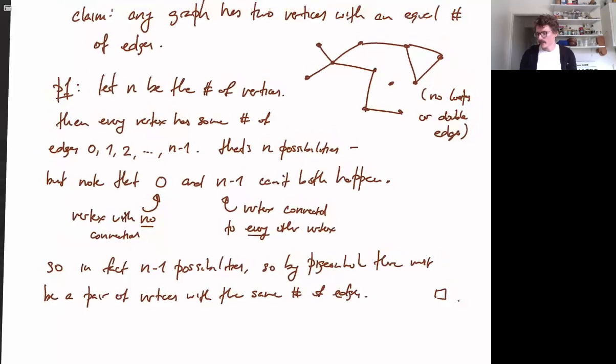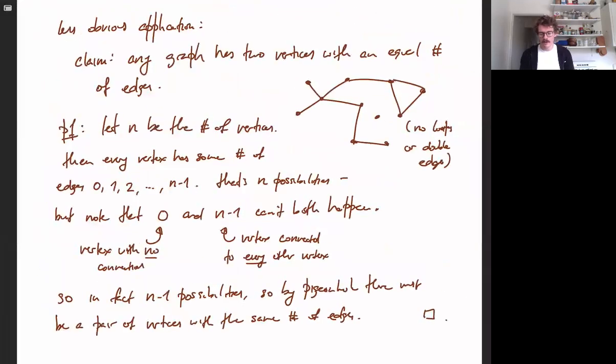So I feel like this is a nice example of, the pigeonhole principle itself is fairly simple, but finding clever ways to apply it can be used to prove pretty non-obvious things. But more on that next time.